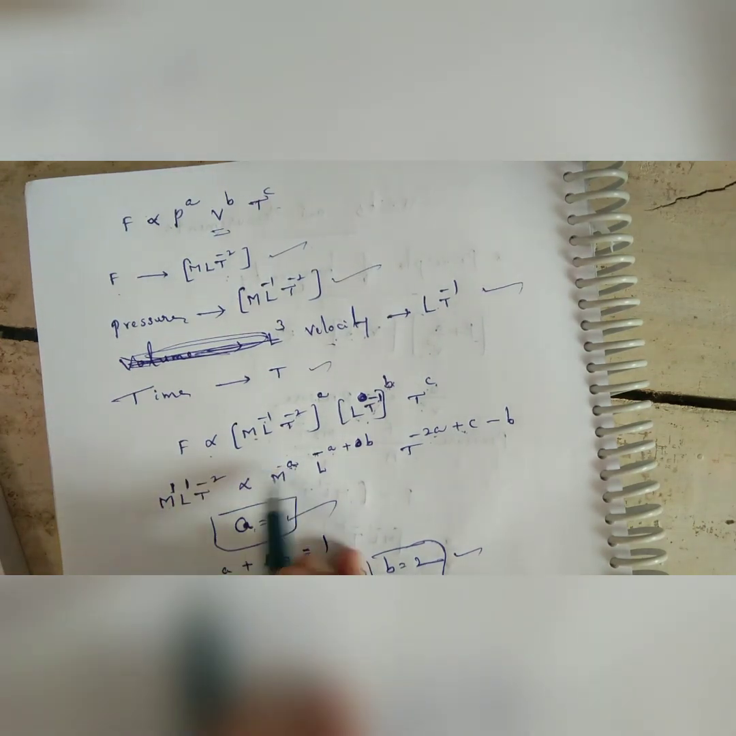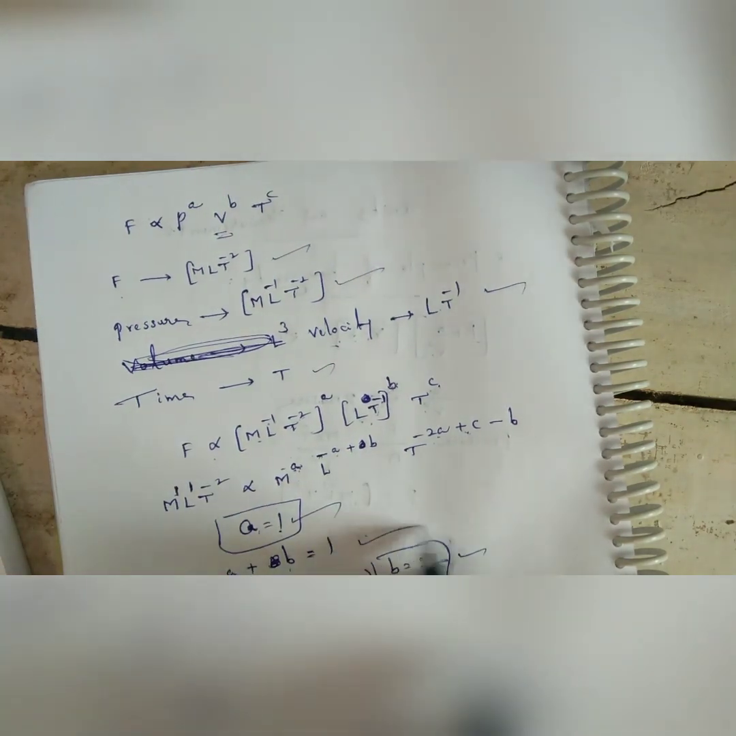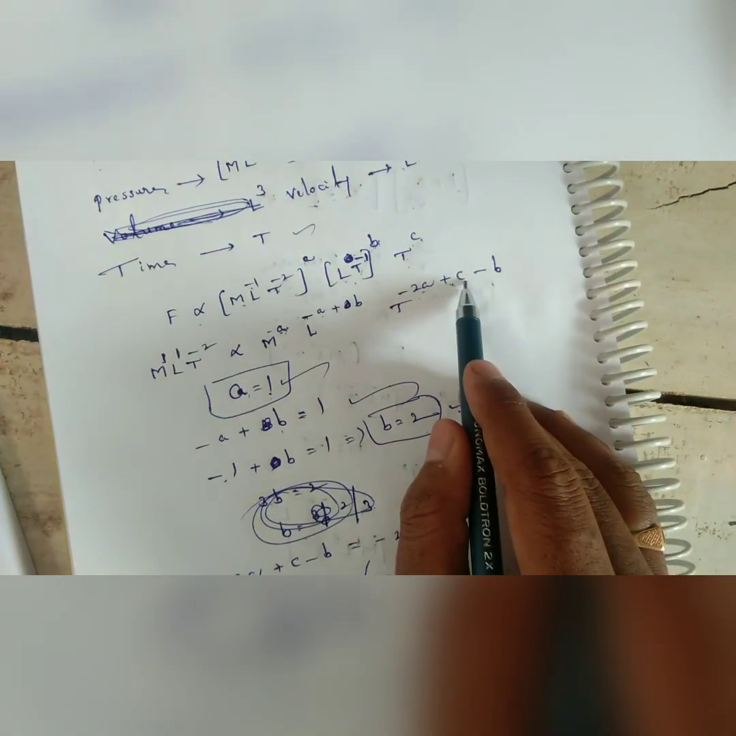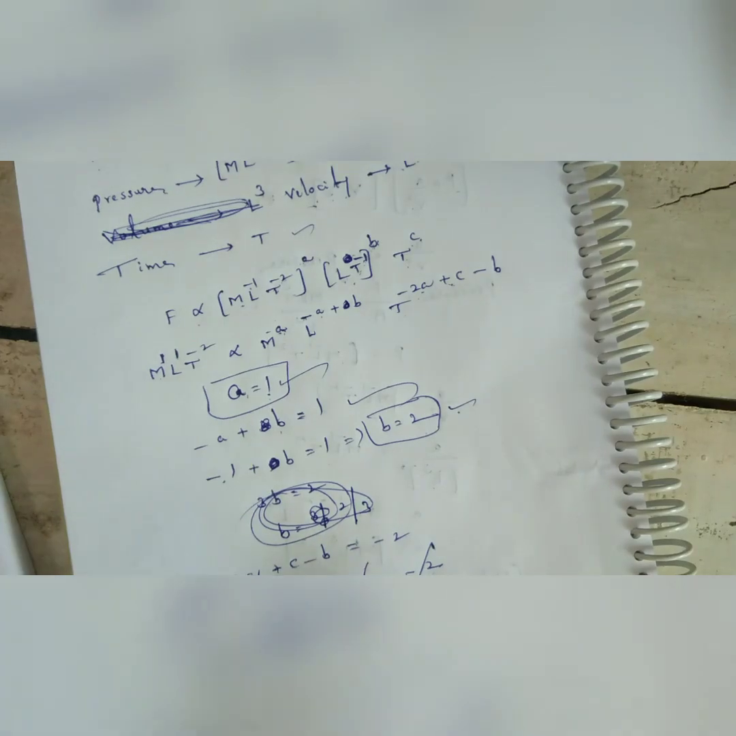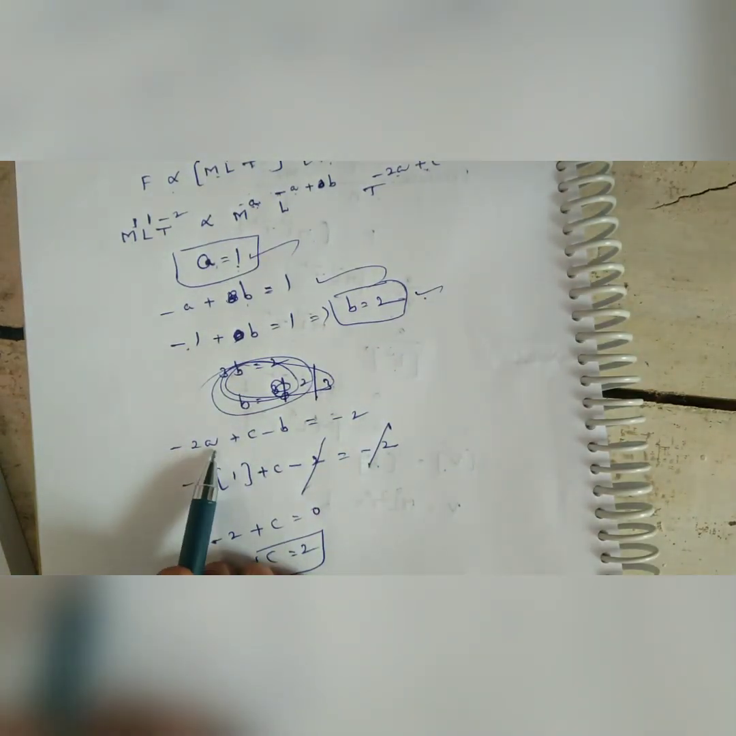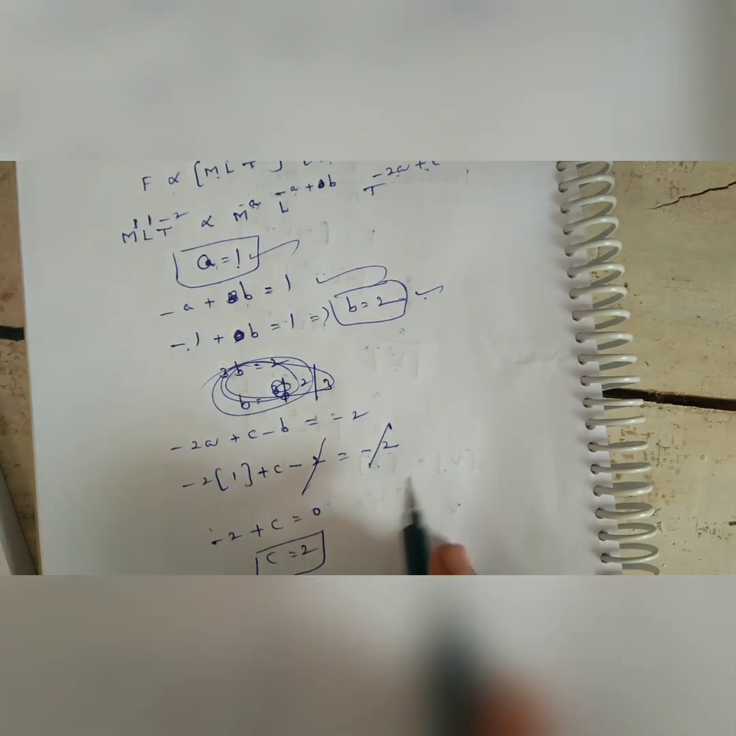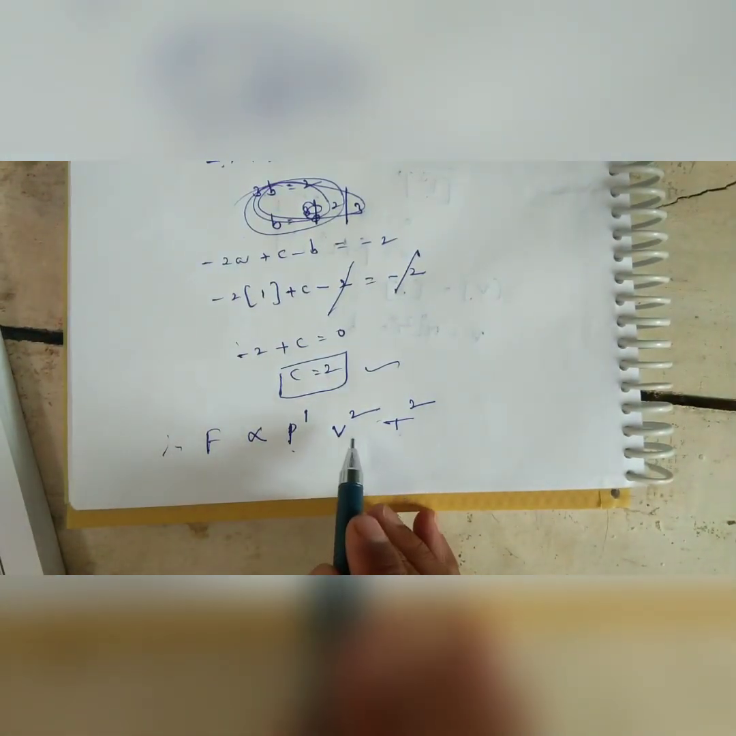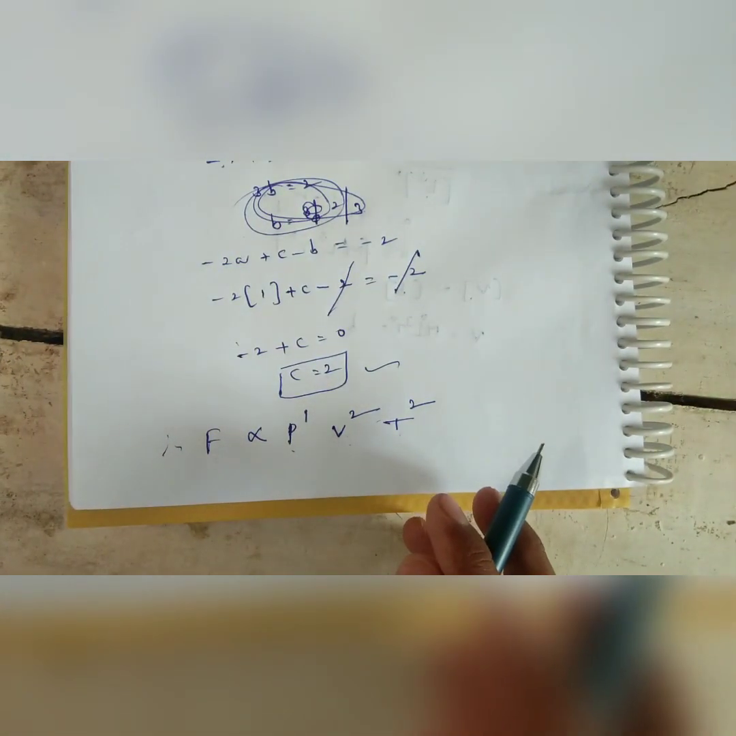Then A is equal to 1, -A plus B is equal to 1. With that we get B is equal to 2. For time, -2A minus B plus C is equal to -2. Then if you substitute the A value as well as the B value, we get C is equal to 2. Then finally the formula of force is F proportional to P V square T square.